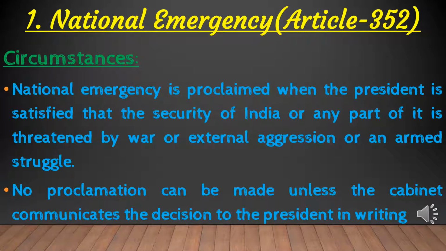General emergency or national emergency. It comes under Article 352. General or national emergency is proclaimed when the President is satisfied that the security of India or any part of it is threatened by war or external aggression or an armed rebellion. The words armed rebellion were added in place of internal disturbance by the 44th Amendment Act of 1978. Of course, no proclamation can be made unless the Union Cabinet communicates the decision to the President in writing.